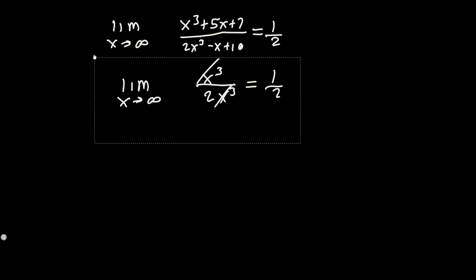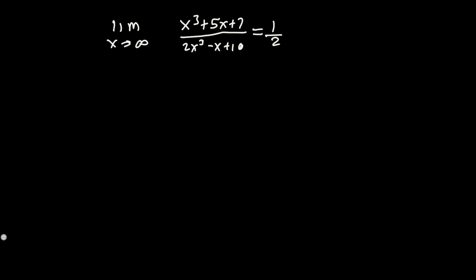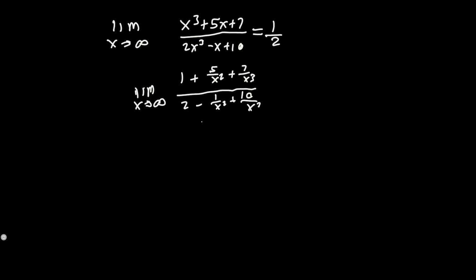We can also verify this by dividing everything by x cubed. So we're going to have 1 plus 5 over x squared plus 7 over x cubed, over 2 minus 1 over x squared plus 10 over x cubed. And we know that division by infinity is just 0, so everything's going to cancel out, which just leaves 1/2.